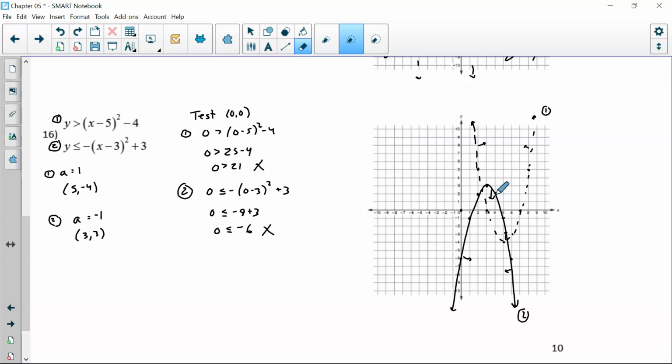Now, it has to work for both. So we're going to shade that overlapping region on the inside, which is right down here. That smaller shaded region is where all of the solutions of that system of inequalities is.